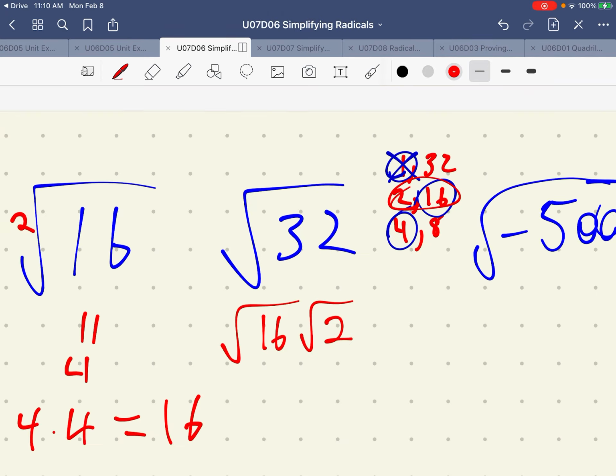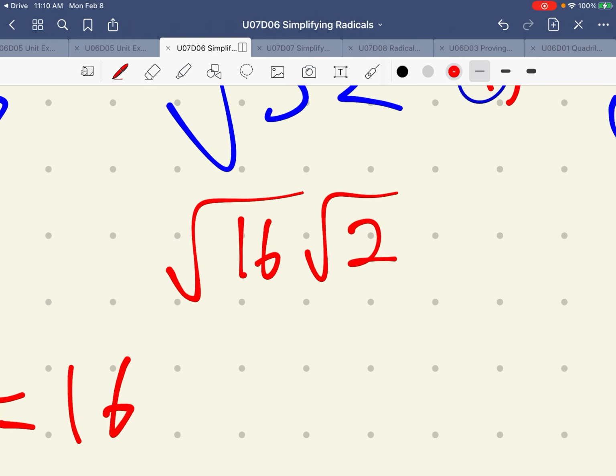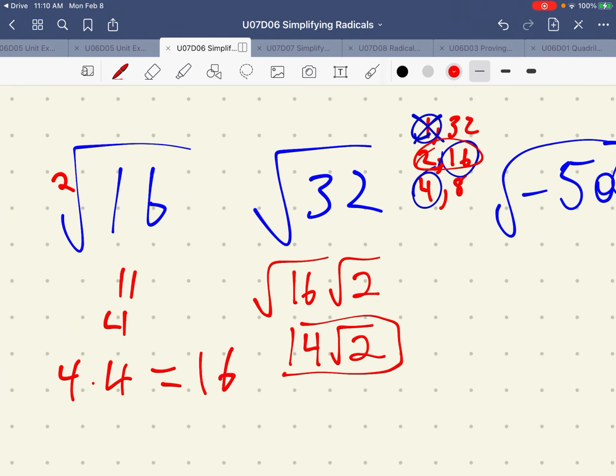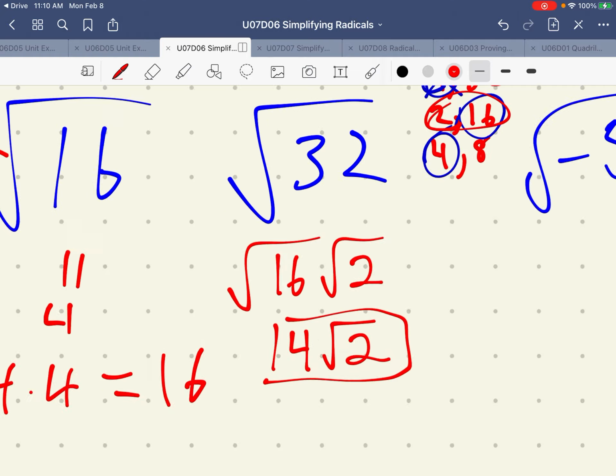Now we can simplify radical 16. Radical 16, as we said a moment ago, is 4. Now this is not going to be the method that we are going to be using to simplify radicals in the future. So let me demonstrate another method.